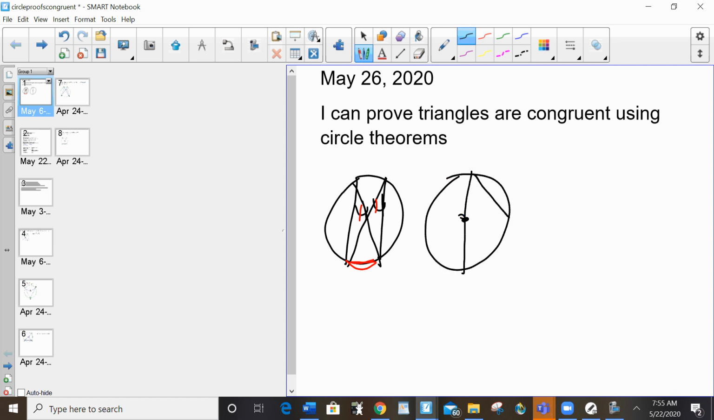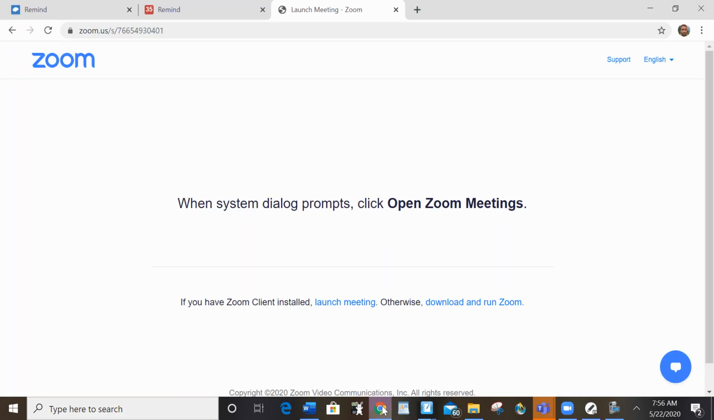If we have a diameter and we have an angle inscribed to that, it's a right angle. And if we have a tangent intersecting with a diameter or a radius, then that's also a right angle. So other than that, it's proofs. So, you know what? Let's pull up our proof song.